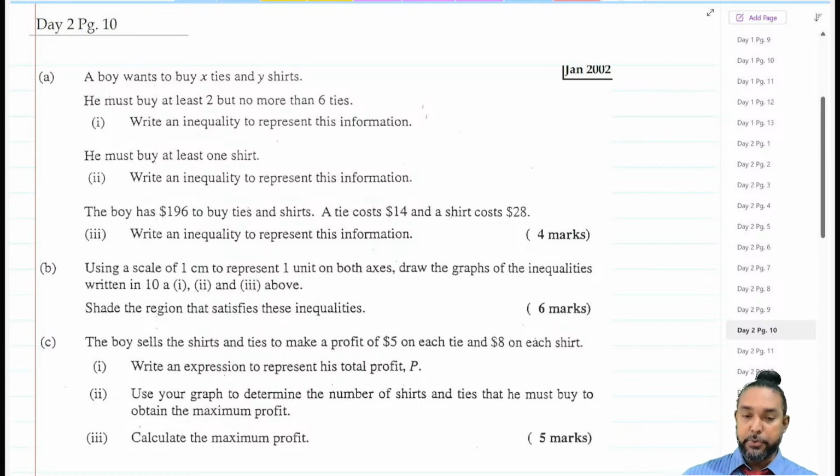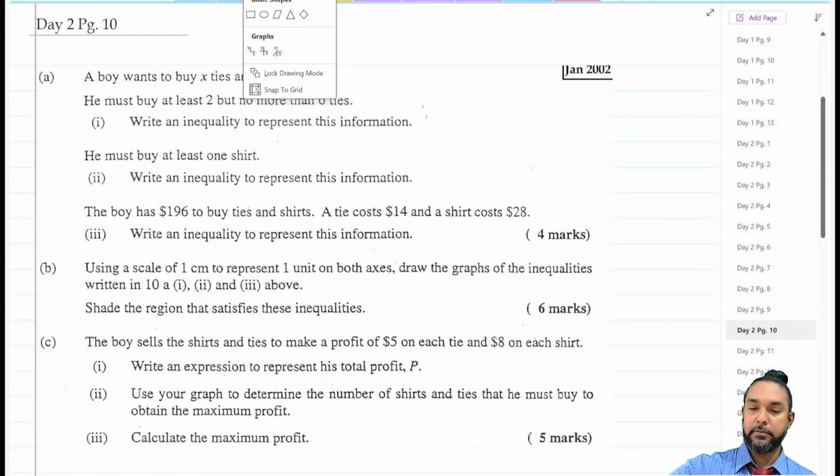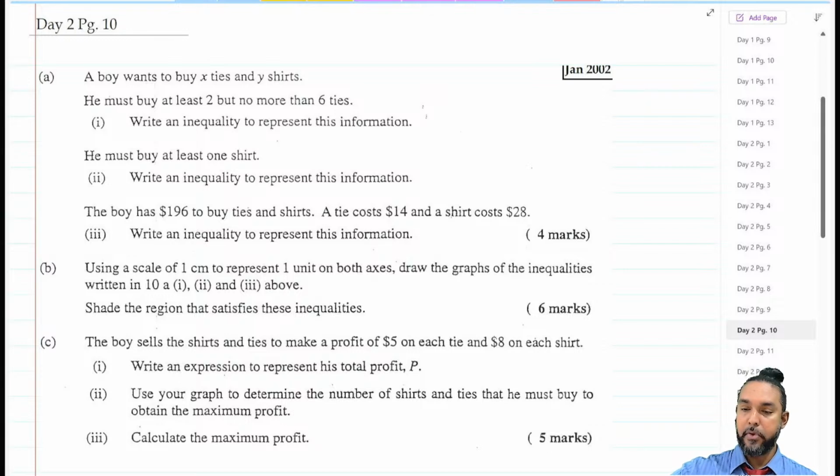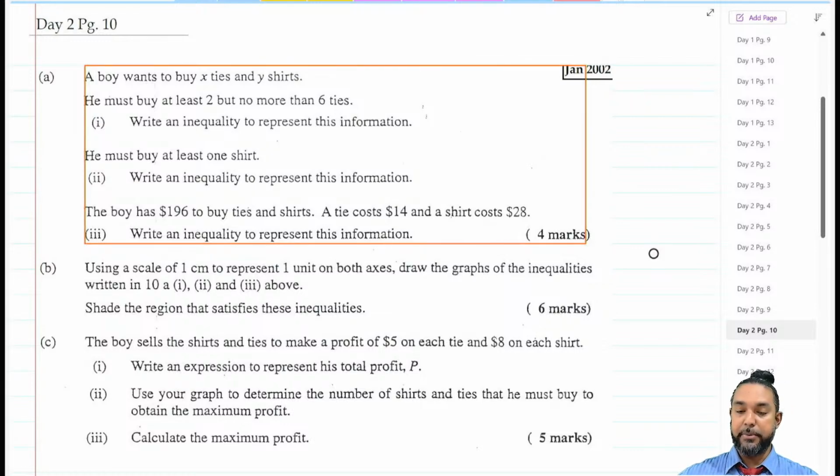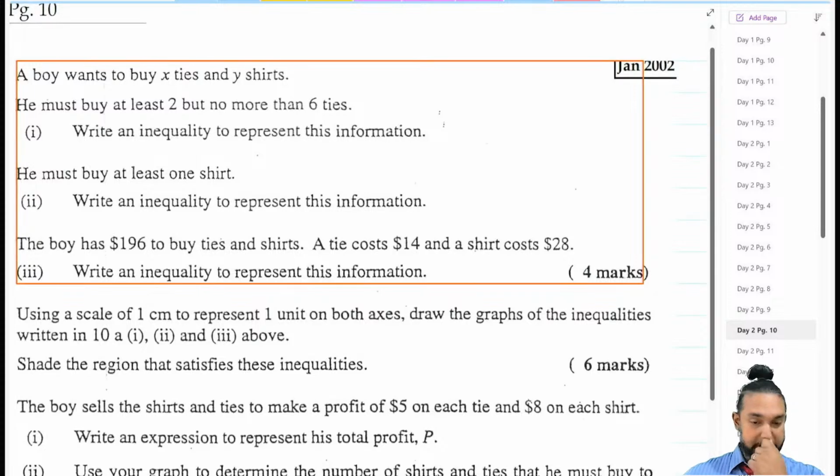All right, so we're going to use this first one as an example, and we're only going to be focusing on the part outlined in orange at the top there. That's all that's going to be relevant right now. So this is an example from January 2002. I don't think any of you were alive at that point in time.